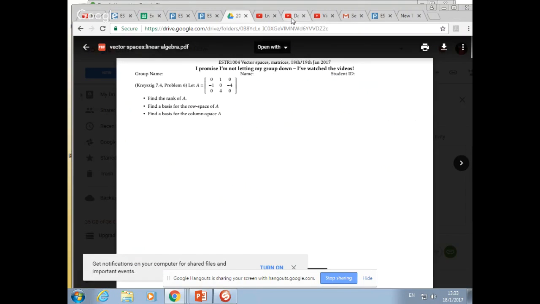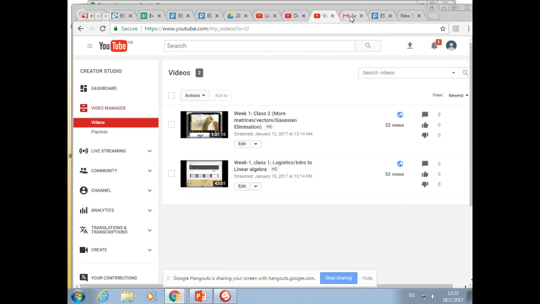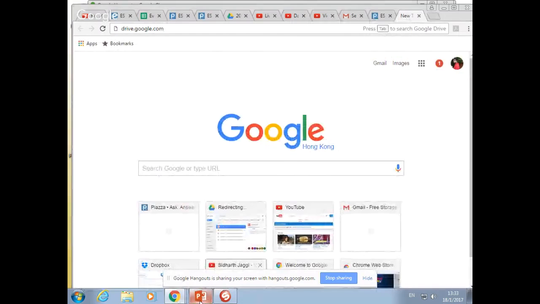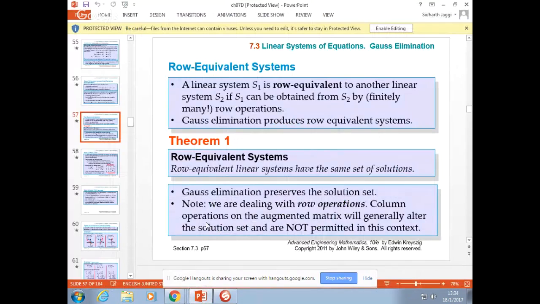Okay, we're going to start the exercises shortly. Before that, I'm going to do a quick review of the materials you should have seen for this week. Very roughly, last week we talked about how to do Gaussian elimination. But in the videos for this week, we talked about why Gaussian elimination should work. We talked about row equivalent systems.